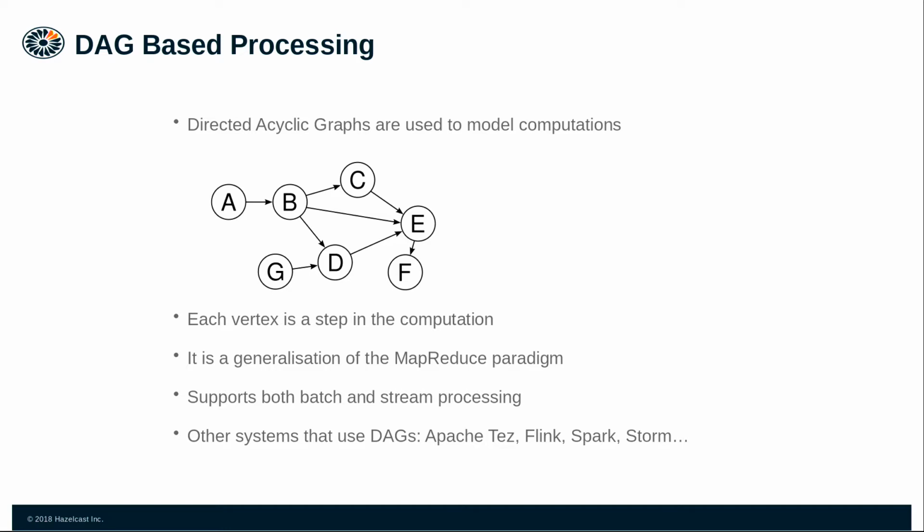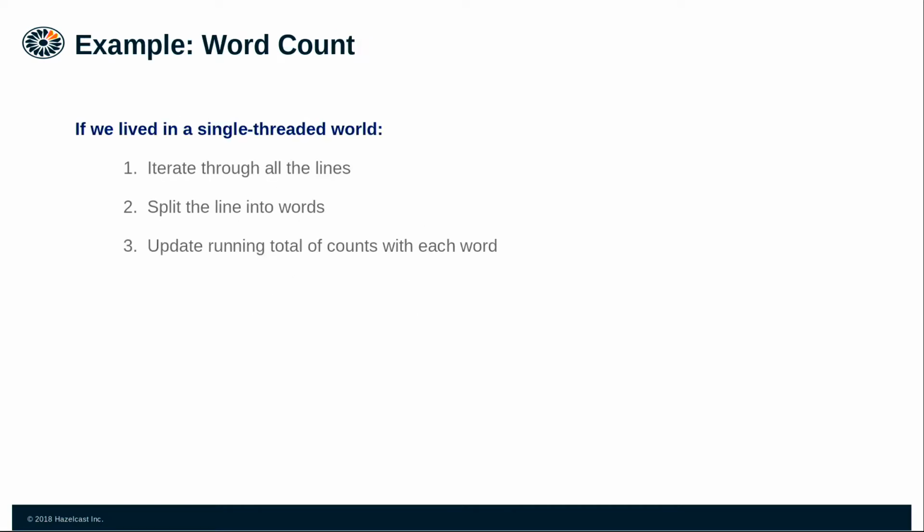And other than Hazelcast Jet, as I said, lots of different frameworks are also using it. So let's go through a simple example of how a simple job or task, in this case a batch task, can be converted to a DAG API, and we see what is going on behind the scenes.